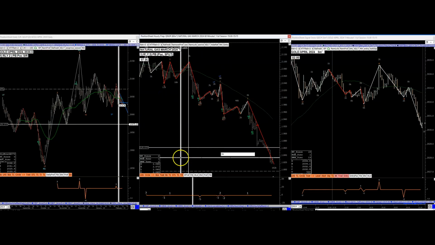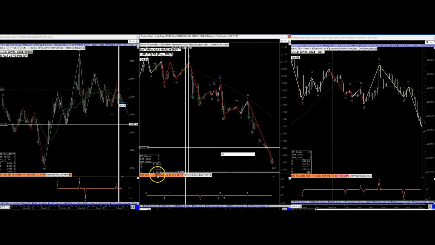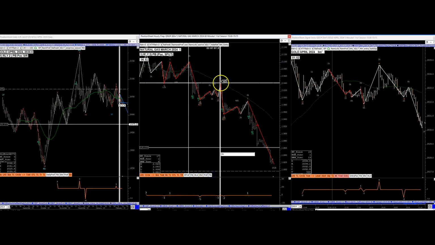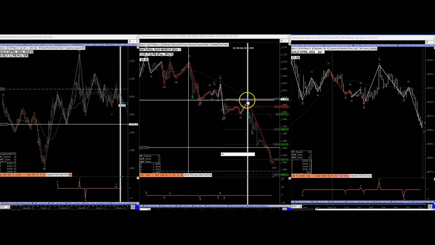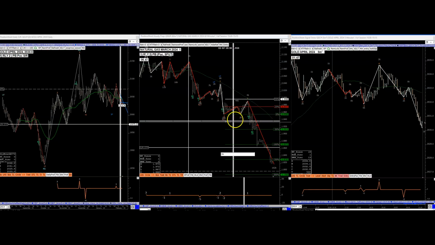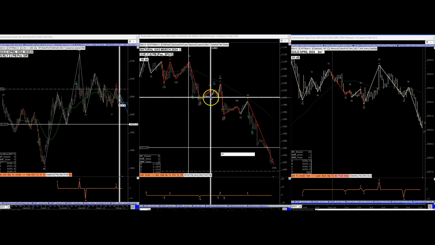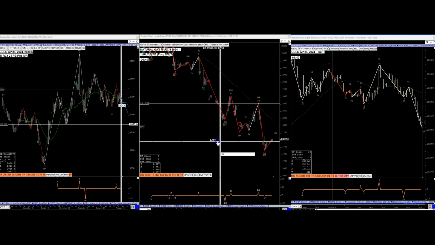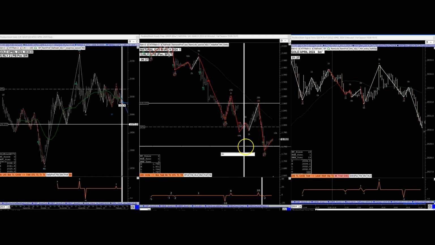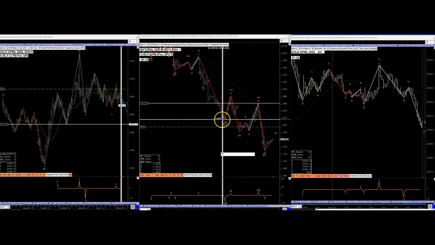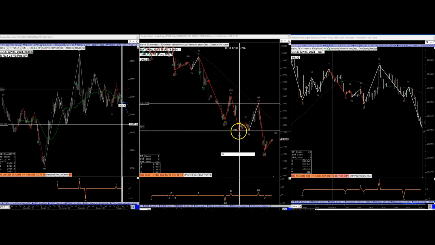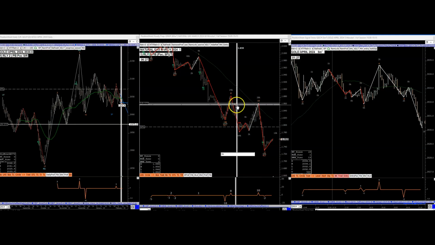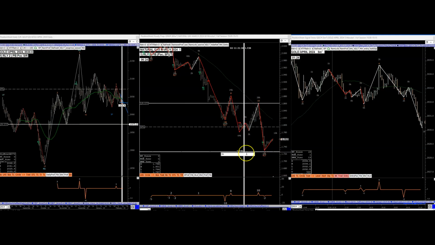Again here, see, it needs to retrace. Early in, early out, break. These shorts came in here and they went through a lot of pain. They may have gotten taken out above here if their stop was here.